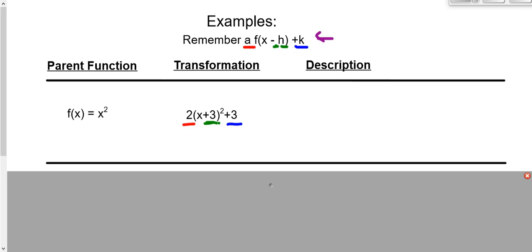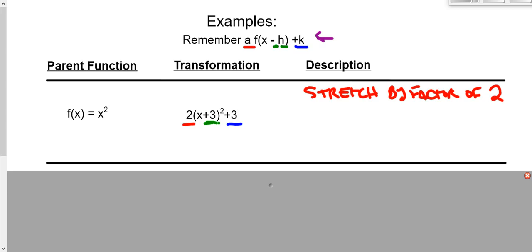And let's go ahead and take a second and describe all 3 of them. So the first thing that's happening in red, that 2 out front, that is a stretch, not a compression, because that's a whole number. So I'll write the word stretch, and the way we describe it is we have a stretch by a factor of 2. So all of our outputs have been doubled, okay?